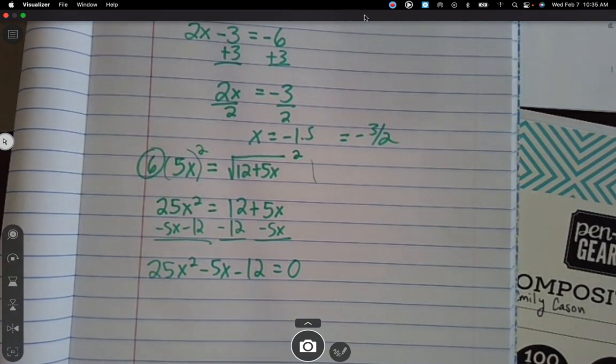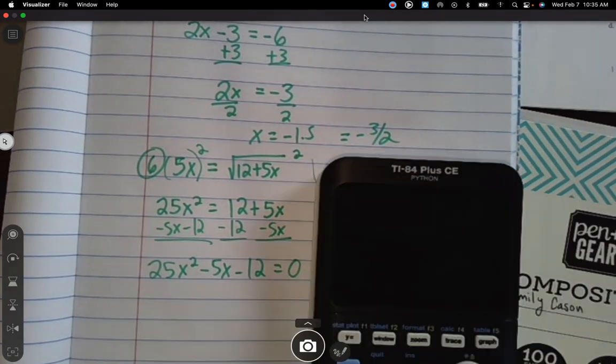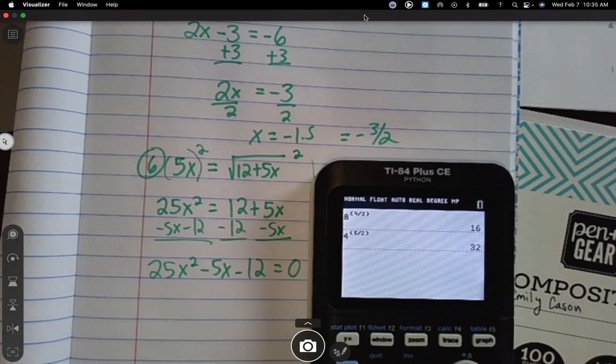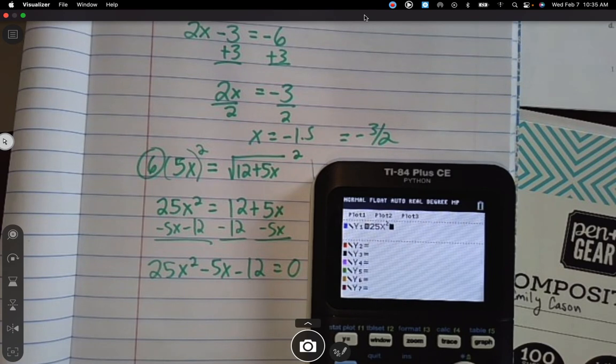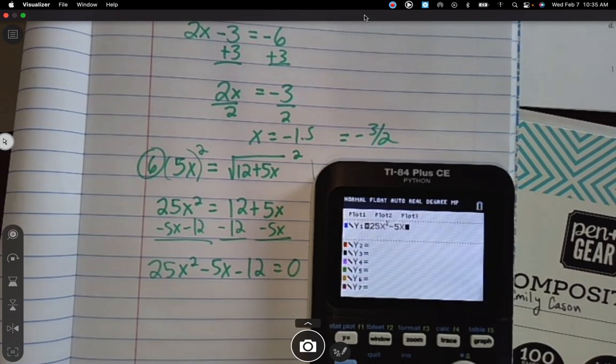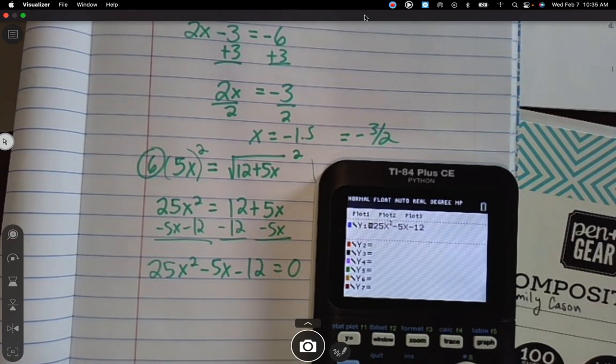Basically, you just take them and you move them to the other side. Now, if you want to do greeny glasses, that's fine. Who wants to do greeny glasses? That's what I figured. So we will just graph it and find the zeros. Okay? I will also show y'all one other way in just a second. And you can pick. 25x squared minus 5x minus 12. Okay?